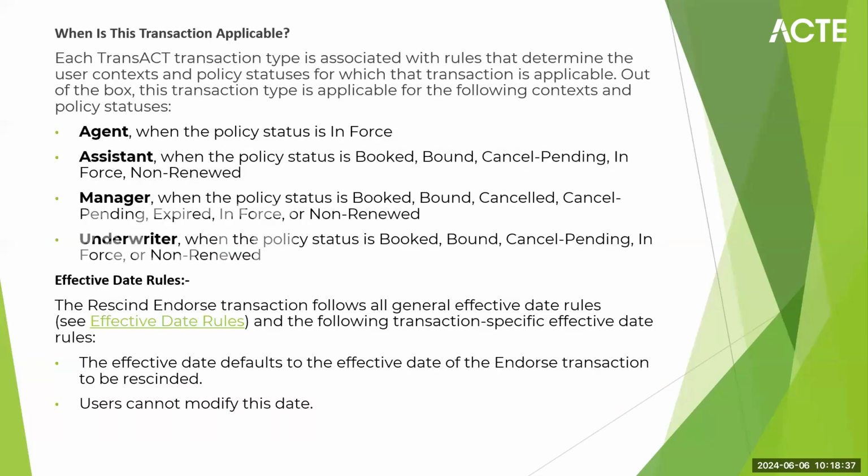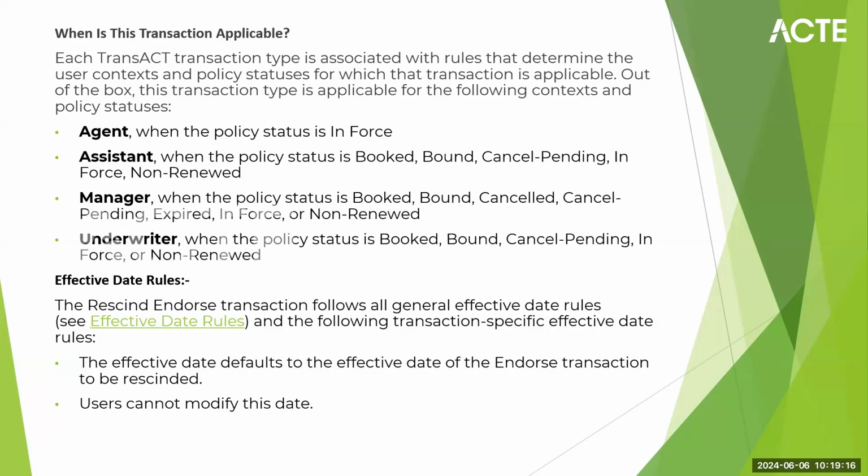When is this applicable? Basically, when the user has logged in as an agent, the policy status should be in force. If logged in as an assistant, then it should be booked, bound, cancel pending, in force or non-renewed. You can remember only two, underwriter and agent. The remaining you can ignore, those will be handled by the user admin team. When the user is logged in as an underwriter, the policy status should be booked, bound or cancel pending, in force or non-renewal.